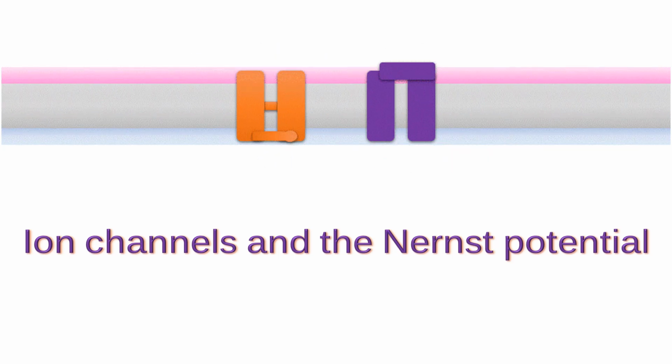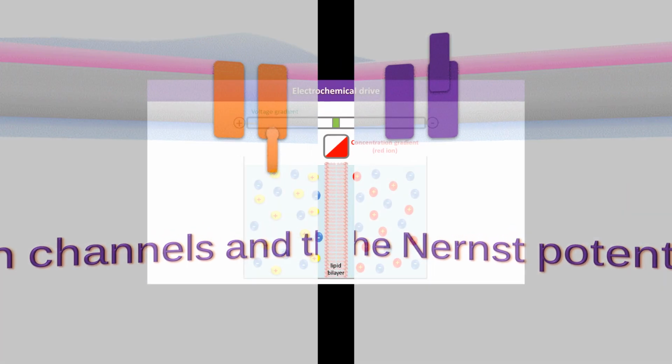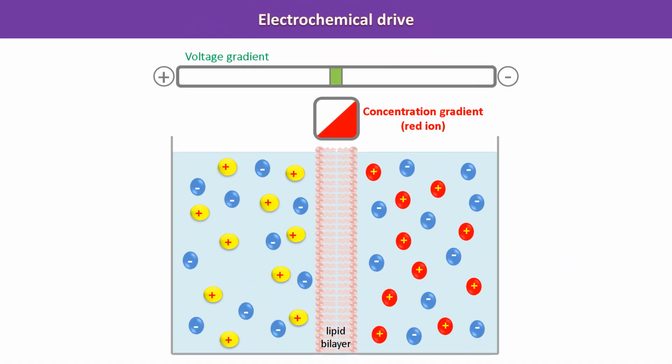The aim of this video is to explain the Nernst equation and how it relates to ions and the ion channels in a cell membrane that they flow through. In this diagram, a lipid membrane separates two different salt solutions. Two different cations are represented in red and yellow. The cations are balanced on each side of the membrane by a single type of blue anion.